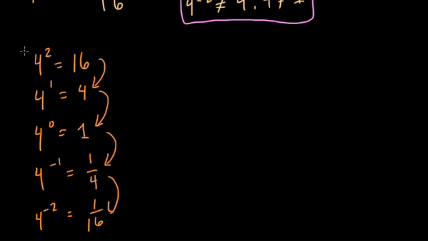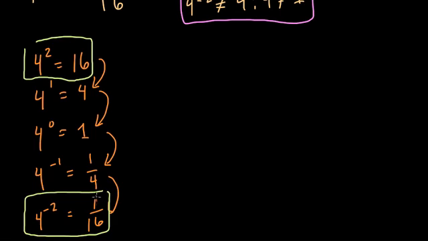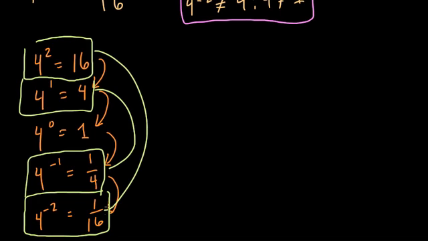You can also build off this pattern and notice that 4 squared is 16, and 4 to the negative 2 is the reciprocal of that, 1 over 16. That's true for each of these. 4 to the first is 4, and 4 to the negative first is 1 over 4. 4 to the 0 is its own reciprocal, but we have these other nice connections to build off of. That's pretty much how I deal with exponents.